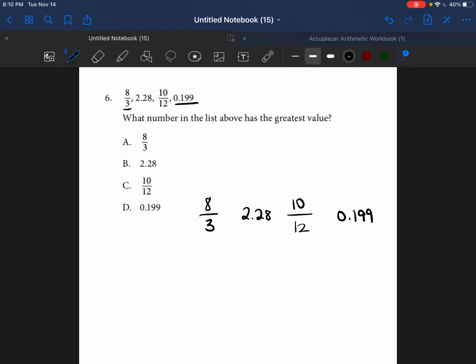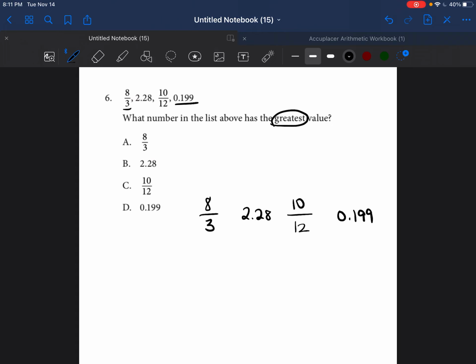Because if you can find the numbers that are greater than 1, then you can eliminate the other ones and you know that they're less than. Our goal is to try to find the greatest number. So let's try to figure out which one of these fractions and decimals are greater than 1, and then we can compare what's left.